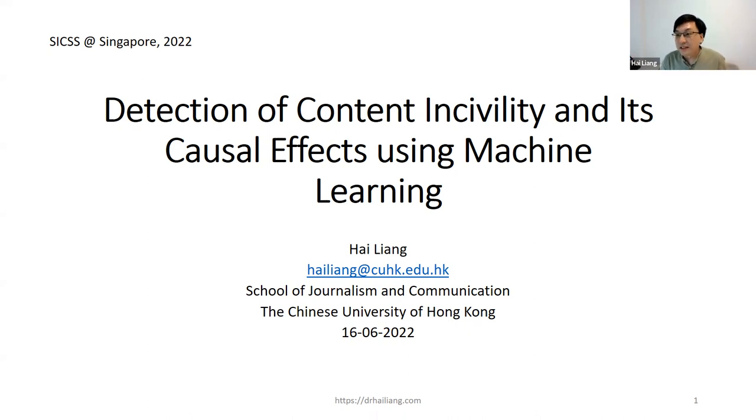I will share with you some findings, and through those findings you can see how we can use text mining. In particular, the first part is about the detection of content incivility, which is quite descriptive, using machine learning and whatever else you can use to classify the content into different categories.